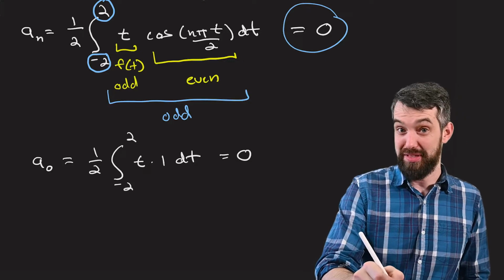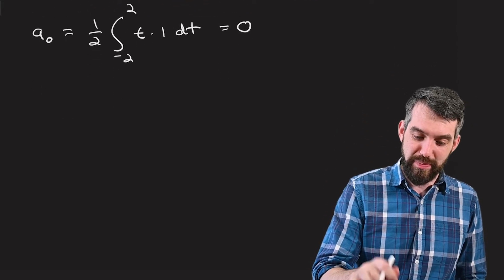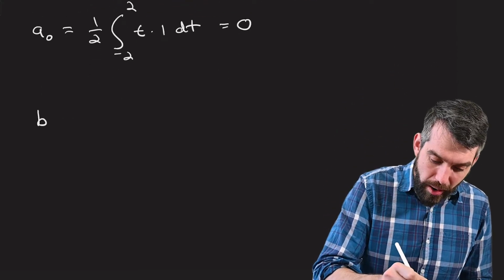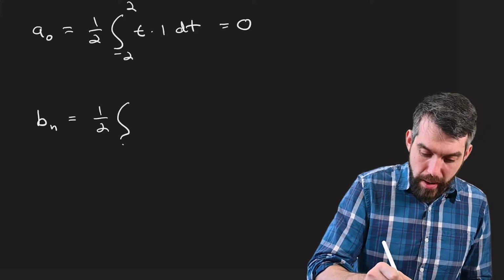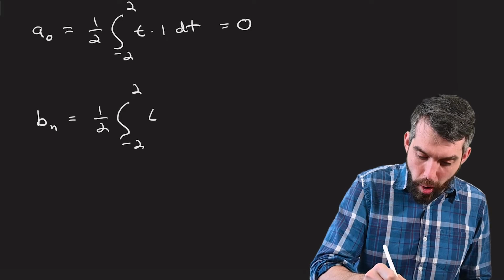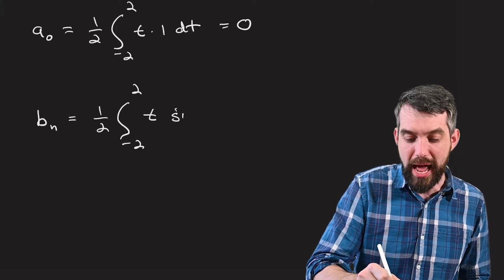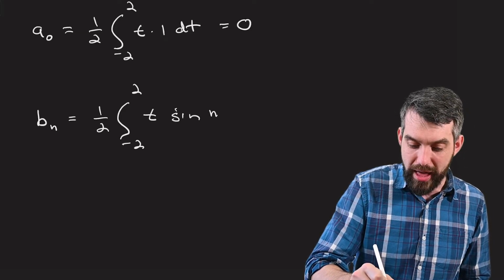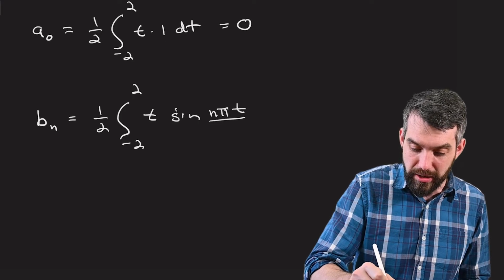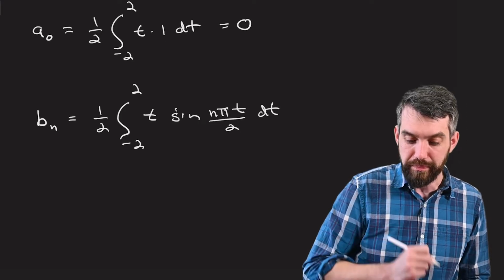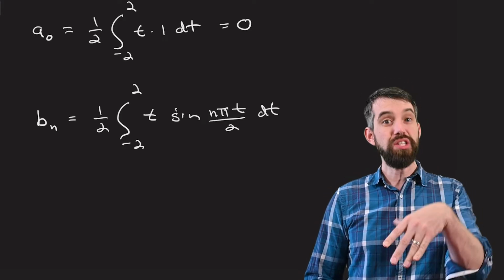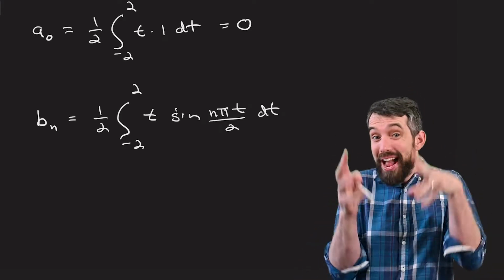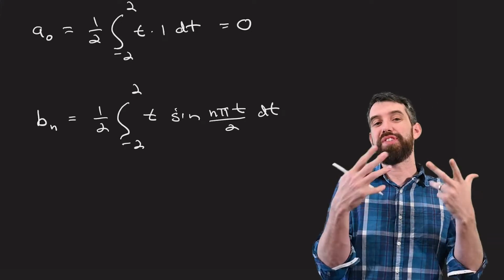Okay, well, maybe everything's going to be 0, but, well, let's be a little bit more careful. Let's look at what our bn is going to be next. So 1 over L, which is 2, -2 up to 2, our function, which is t, but now sine of n pi t divided by 2 dt. Now I can't do the same trick. Sine is an odd function. Sine of -x is the negative of sine of x.